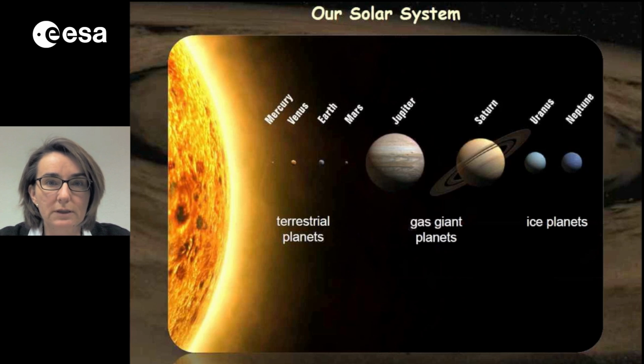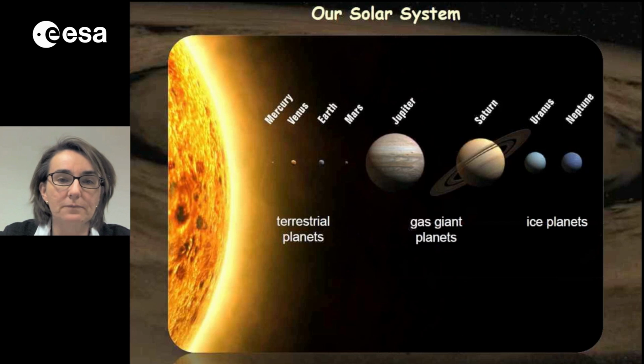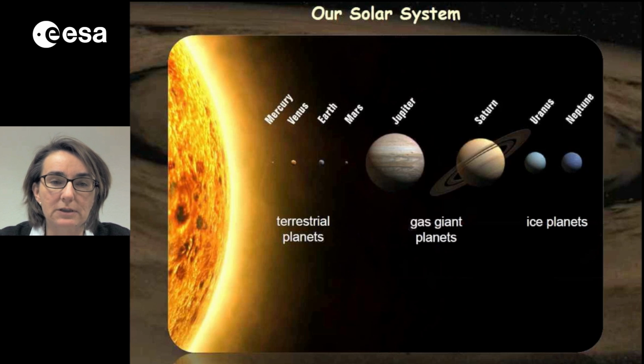But before we go to the planets around other stars, let's first have a look at our own solar system. This plot is showing you the system, the planets in more or less the correct size range, of course not the distance range to the Sun. And we see the inner part of our solar system is characterized by small rocky planets, the terrestrial planets, followed by the gas giants and the ice planets at the largest distances. And this is typical for our solar system. Eva has shown you that extrasolar planetary systems have quite different architectures.